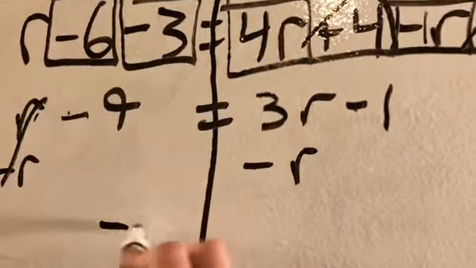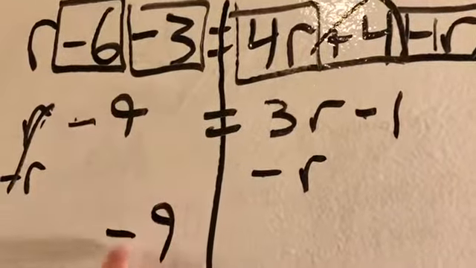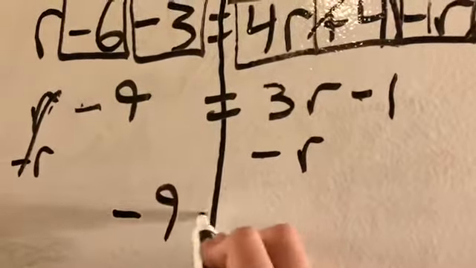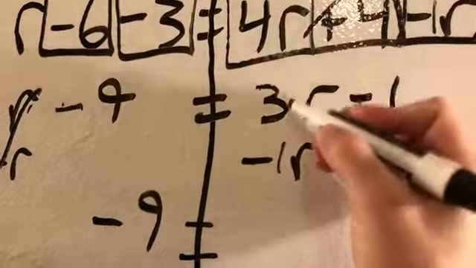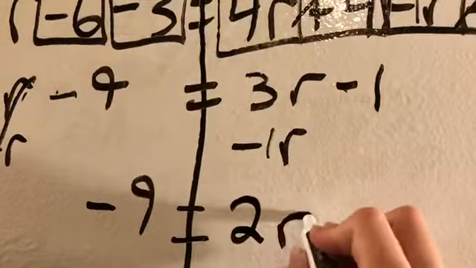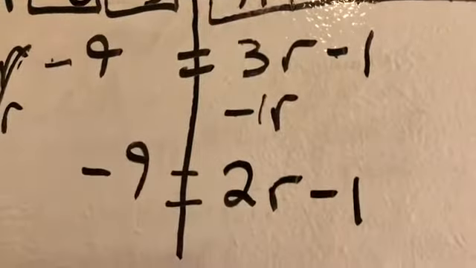That -9 comes on down. Don't forget the negative. Some students forget that negative that goes with the 9. If you don't see a number with the variable, we assume it's a 1. 3r minus 1r is 2r. The -1 comes on down.